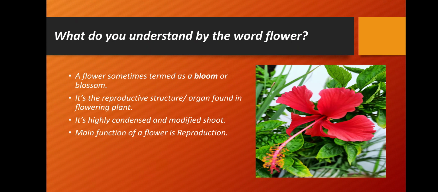A flower, which is sometimes known as blooms or blossoms, is a group of reproductive organs of the flowering plant which develops fruits and seeds and thus helps in the formation of new offspring of the plant. Morphologically, a flower is a highly condensed and modified shoot.